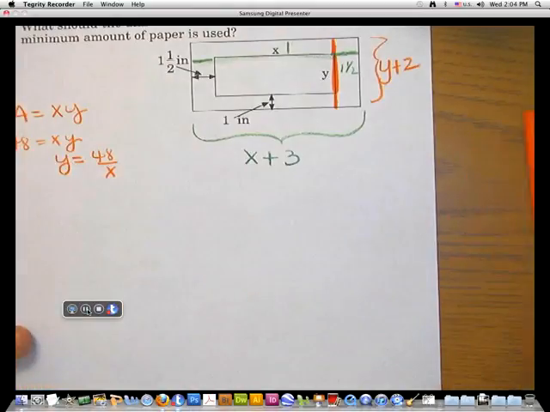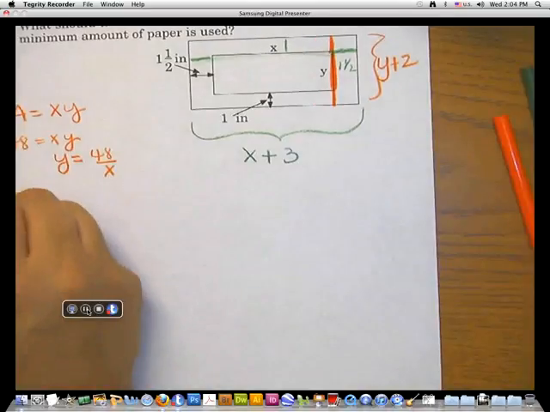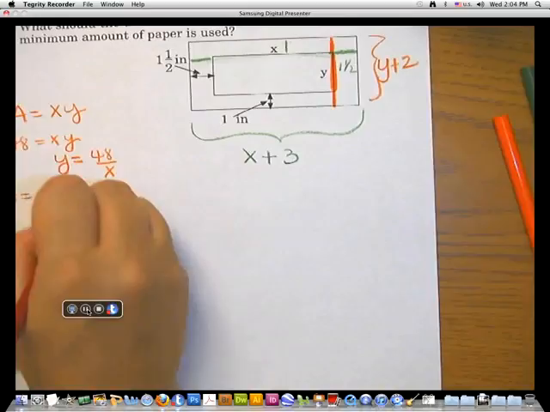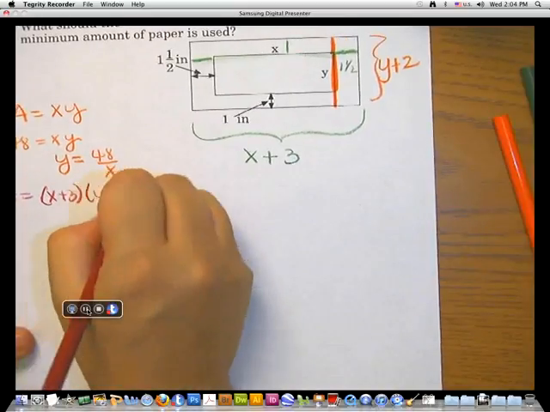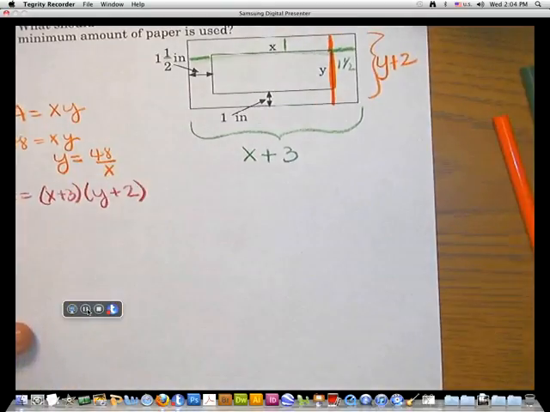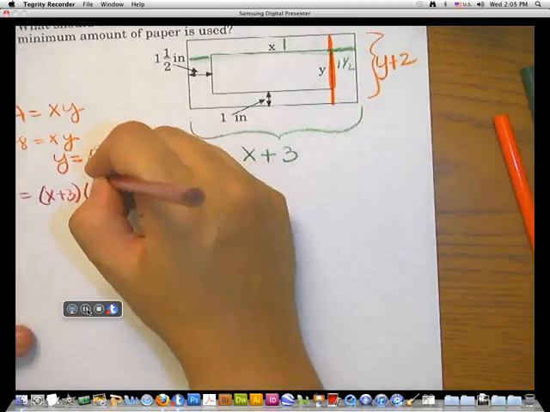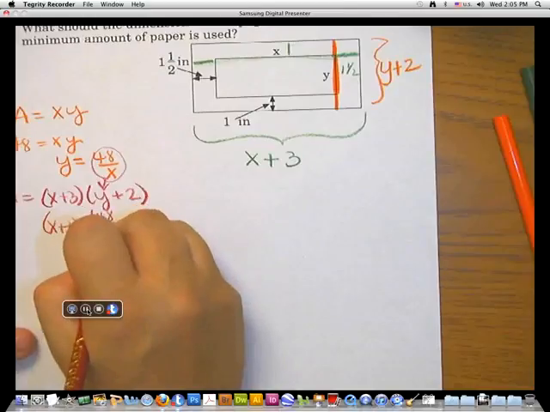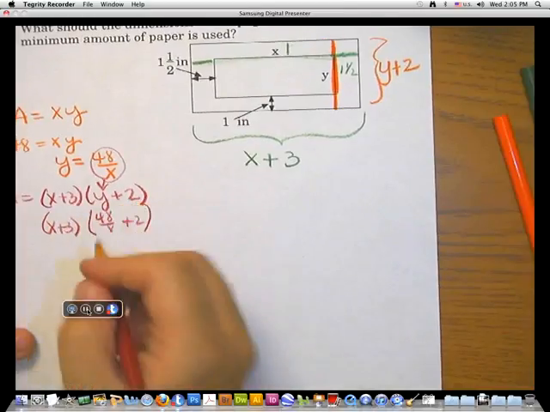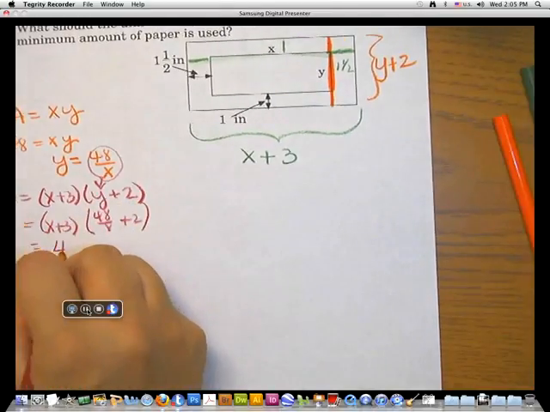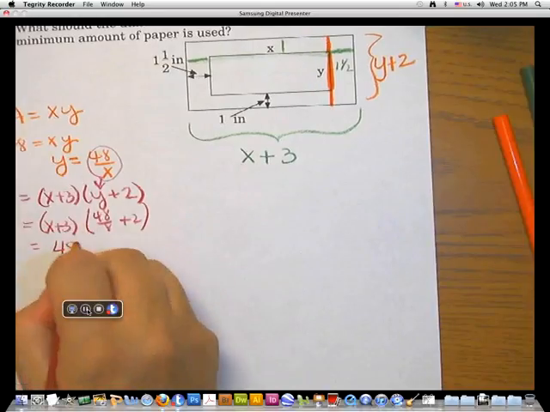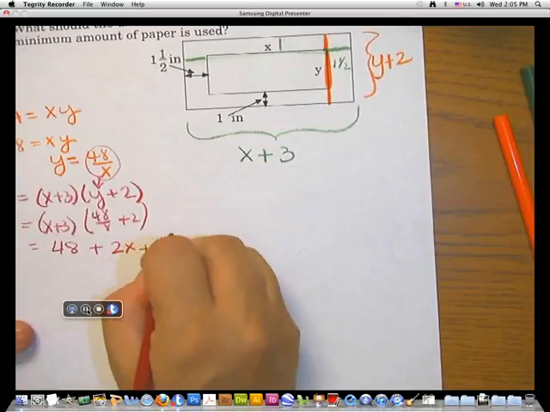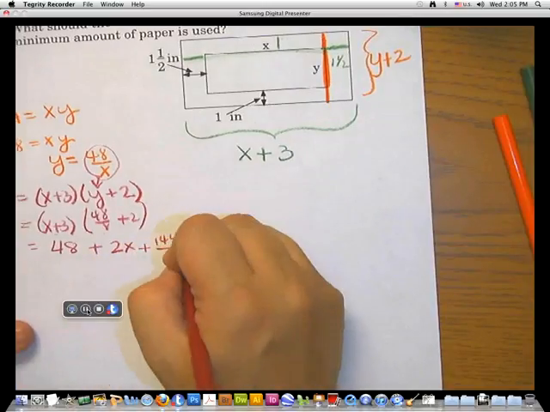Alright, so the other thing we know about area is that it's not just x times y, it's actually x plus 3 times y plus 2. Well, because we know what our y value is, we're going to substitute it in. We're going to do some distributing. So distribute the x and then distribute the 3.